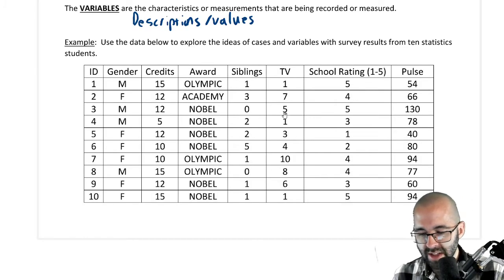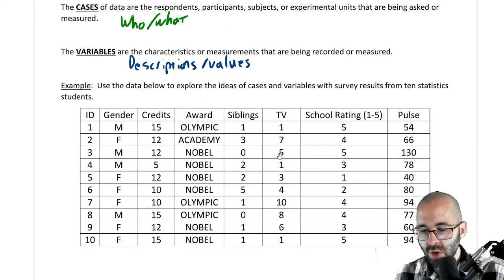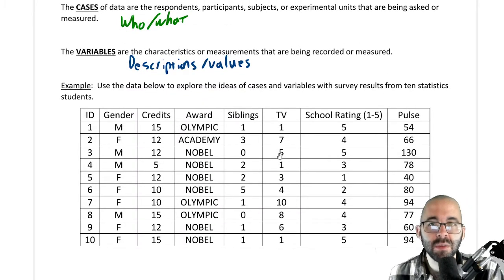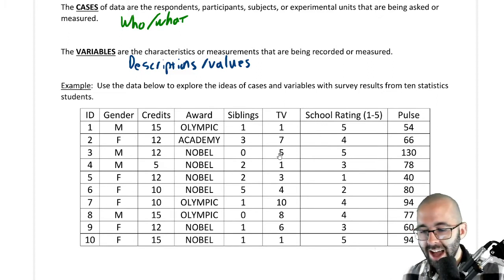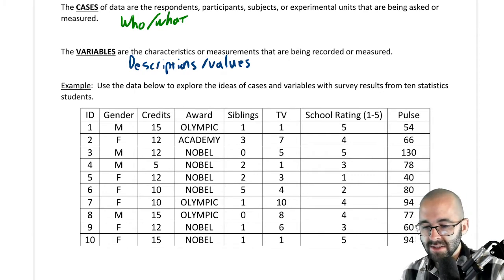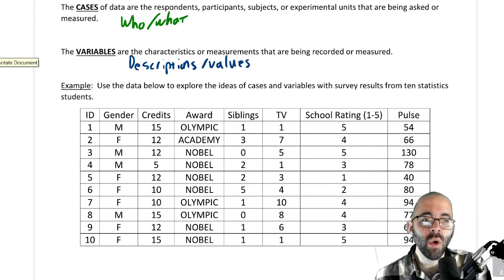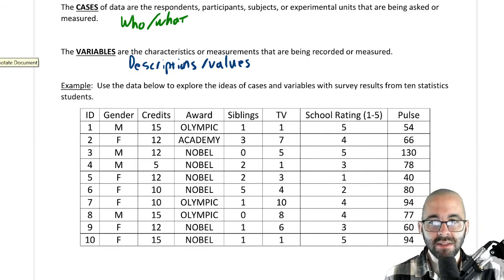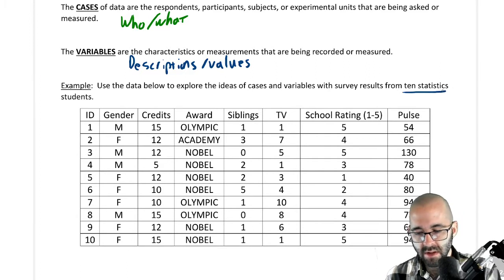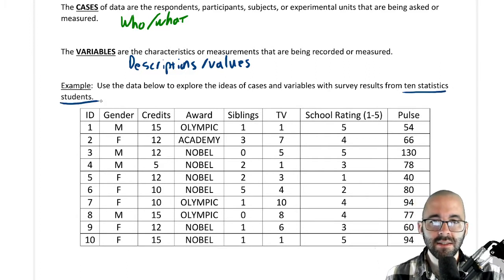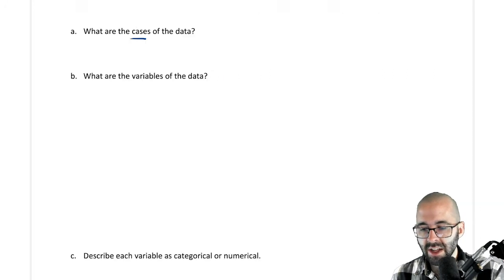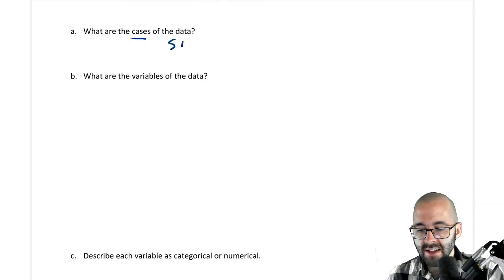We go over here, cases, who or what. All right. The respondents, participants, subjects, or experimental units that are being asked or measured. So when it's asking us, okay, what are the cases? That's saying who are the people that we're measuring? Well, 10 statistics students. So the cases are the stat students.